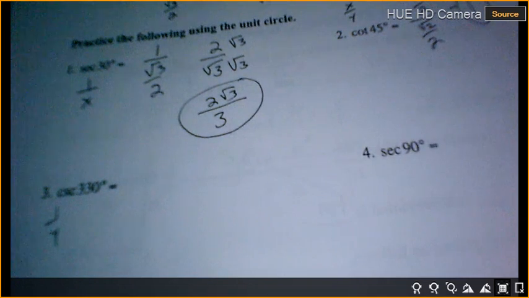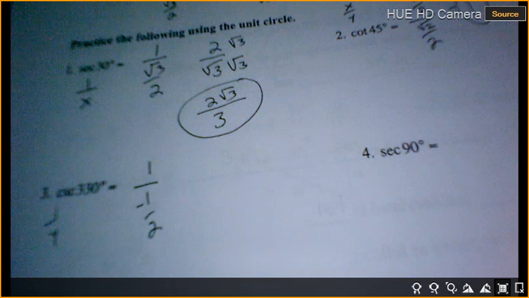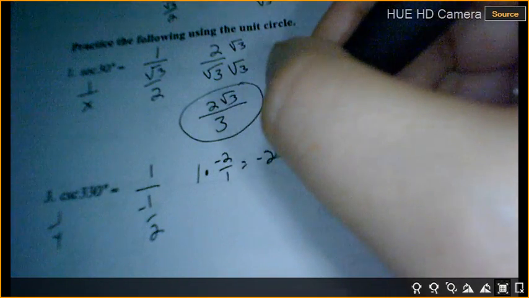So, I'm looking at 330, and the y value is negative 1/2, so it's 1 over negative 1/2. So remember, we have a fraction. So when we have a fraction, we go 1 times negative 2 over 1, which gives us negative 2.